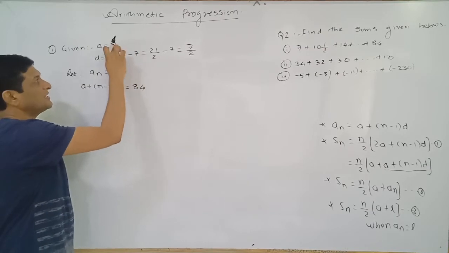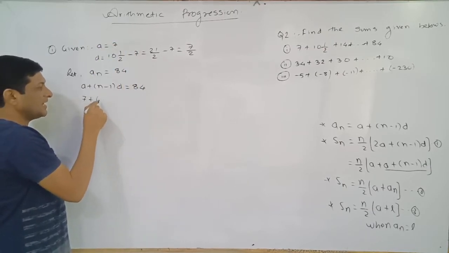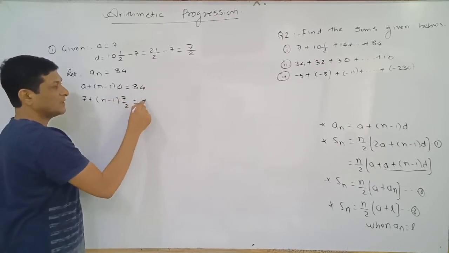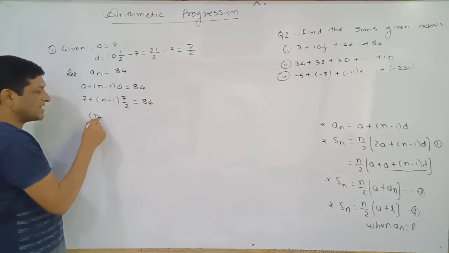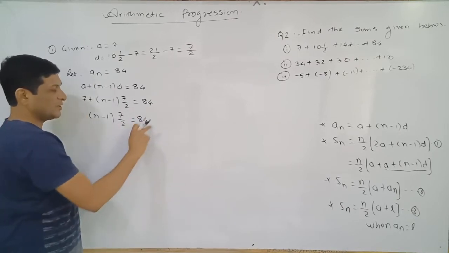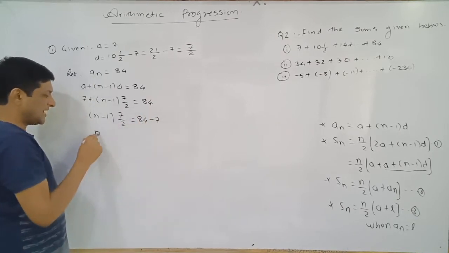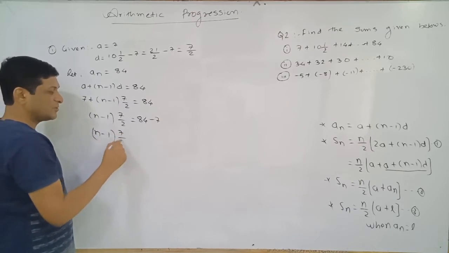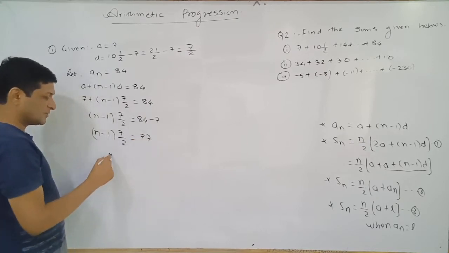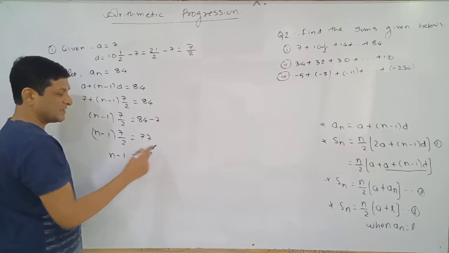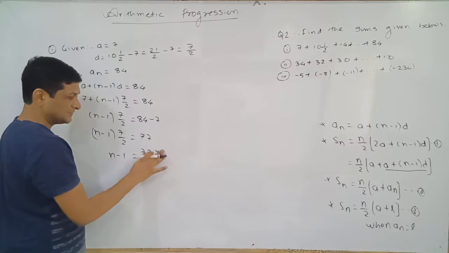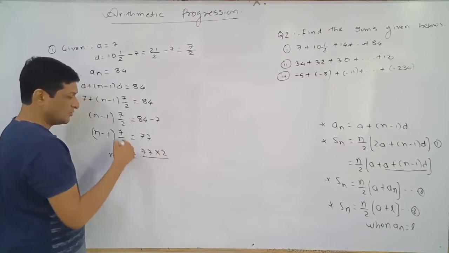A is equal to 7, plus n minus 1, keep it as it is, d I am replacing by 7 by 2, is equal to 84. So on this side n minus 1 into 7 by 2, keep it as it is, 84 also as it is. This plus 7 on this side will become minus 7. So n minus 1 into 7 by 2; on this side 84 minus 7 will be equal to 77. So n minus 1 is equal to 77, keep it as it is. 2 will get multiplied on this side and 7 will get divided on this side. So 77 into 2 divided by 7.